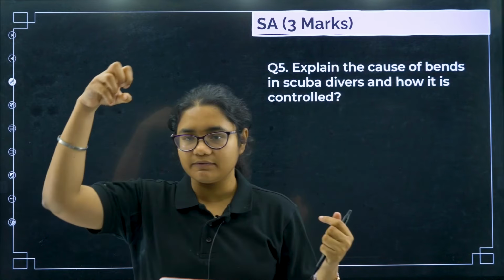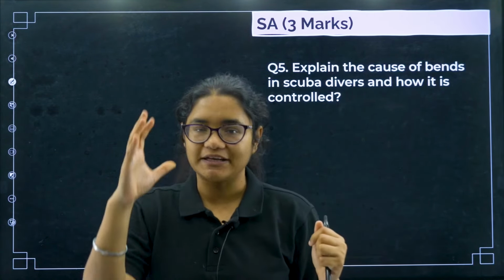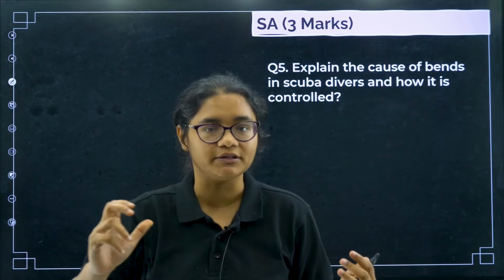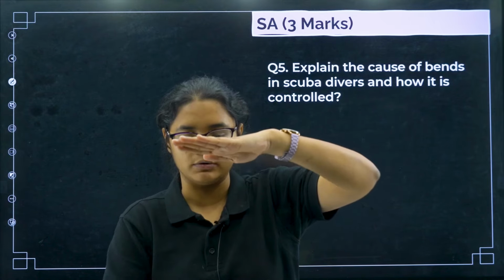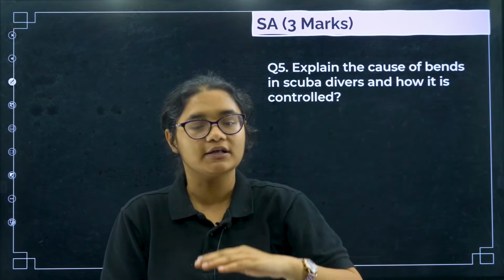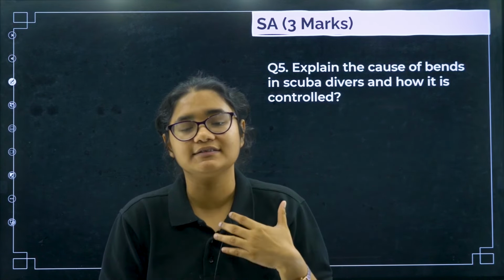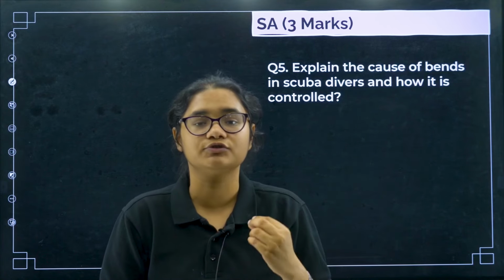What happens when we go down the ocean, or seabed? Pressure is increasing, and Henry's law says that the more the pressure, the more the solubility. Suppose this was the surface, and you went down till the bottom of the sea. The pressure of the atmosphere is more, so the solubility of the gas will be more. More gases will be soluble in the blood, and especially nitrogen gas gets more soluble.